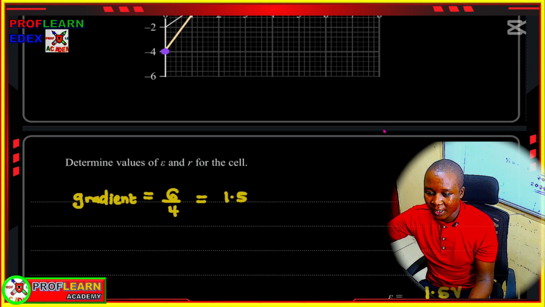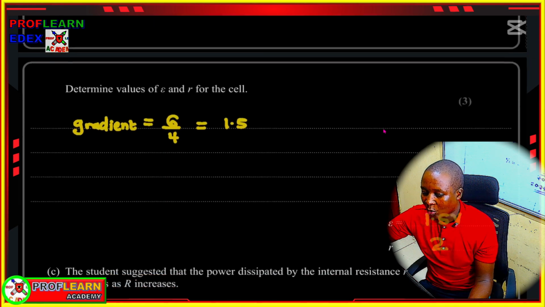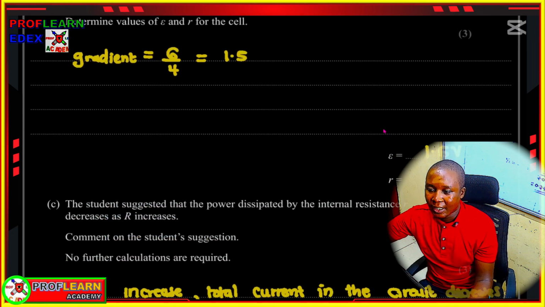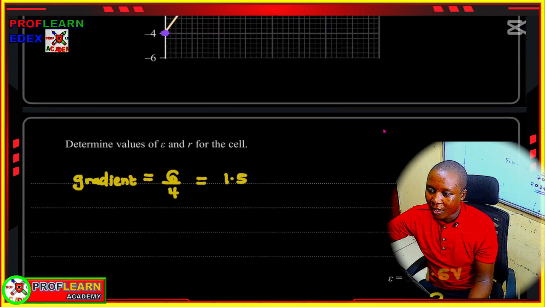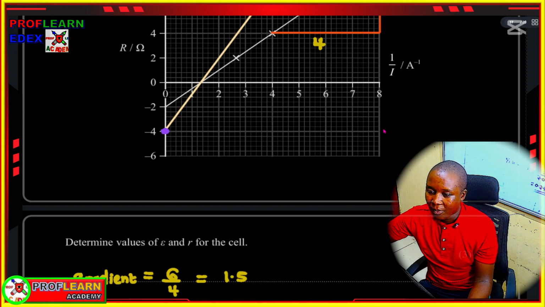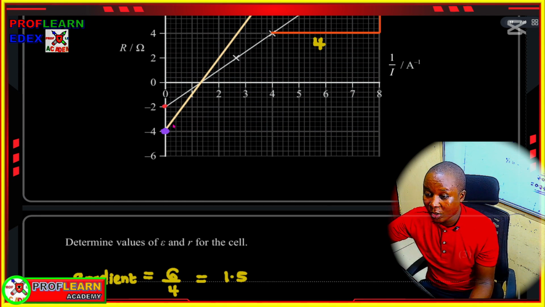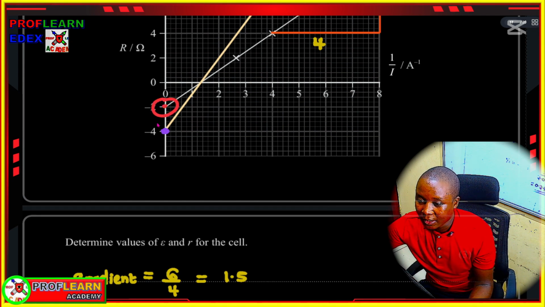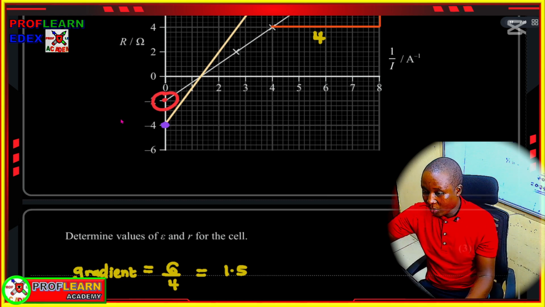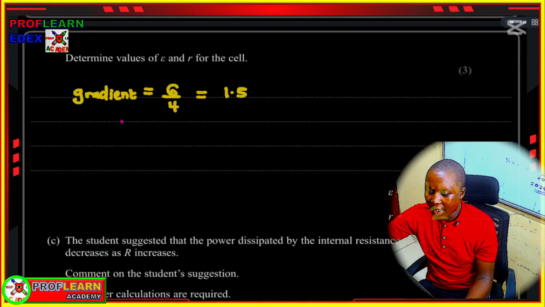In this case, the gradient is 1.5, that's 1.5 volts, and R is the y-intercept, which is going to be -2. This is a different graph for a different question. So our intercept here represents our R. Then we can move down and look at the next question.